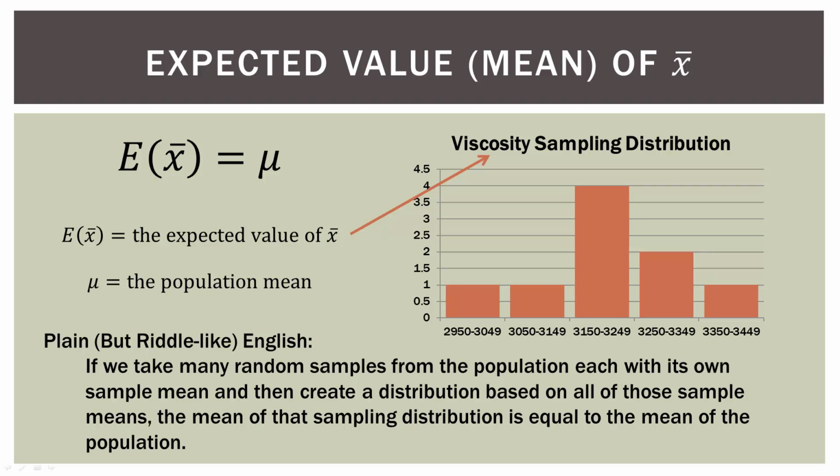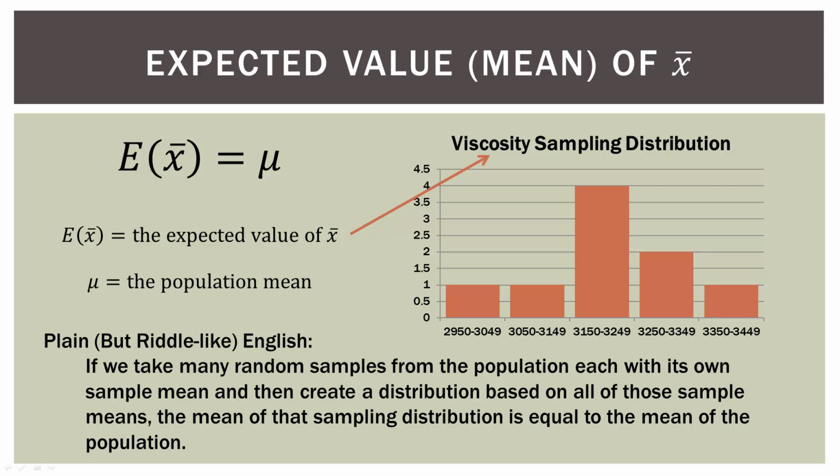Now I'm going to break this little bit of text down very slowly. It's plain English, but it's kind of riddle-like. So let's take it one bit at a time. If we take many random samples from the population, each one of those samples will have its own sample mean, okay? Which is what we just did. Those are the 9 sample means we had.